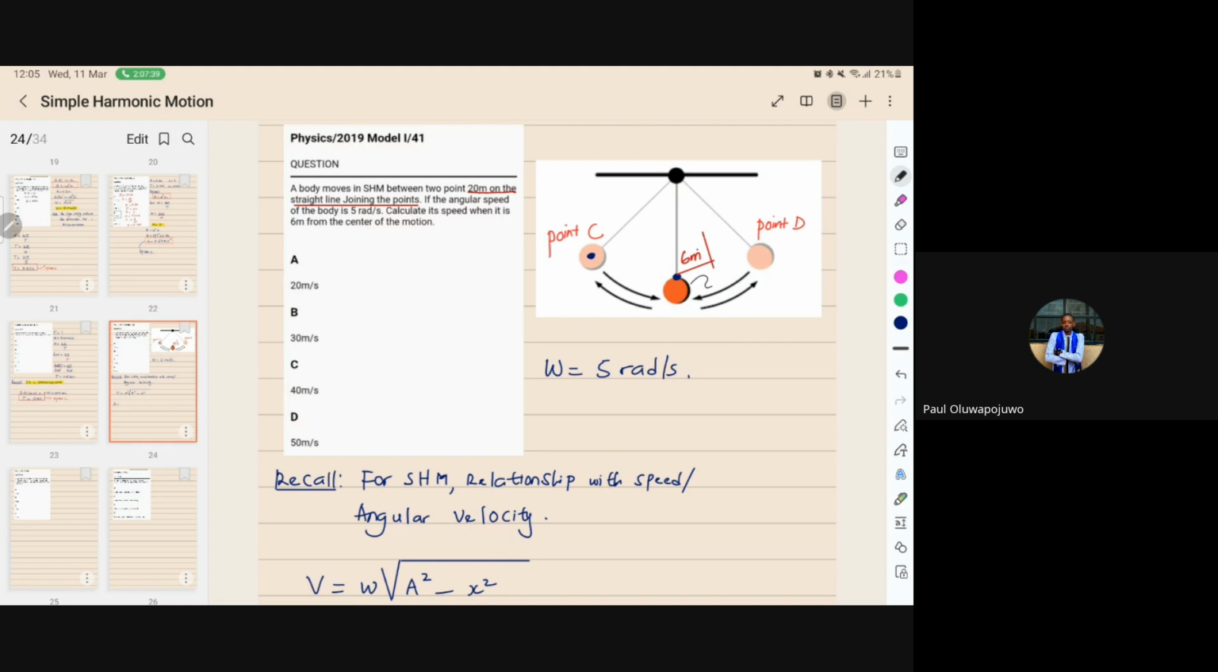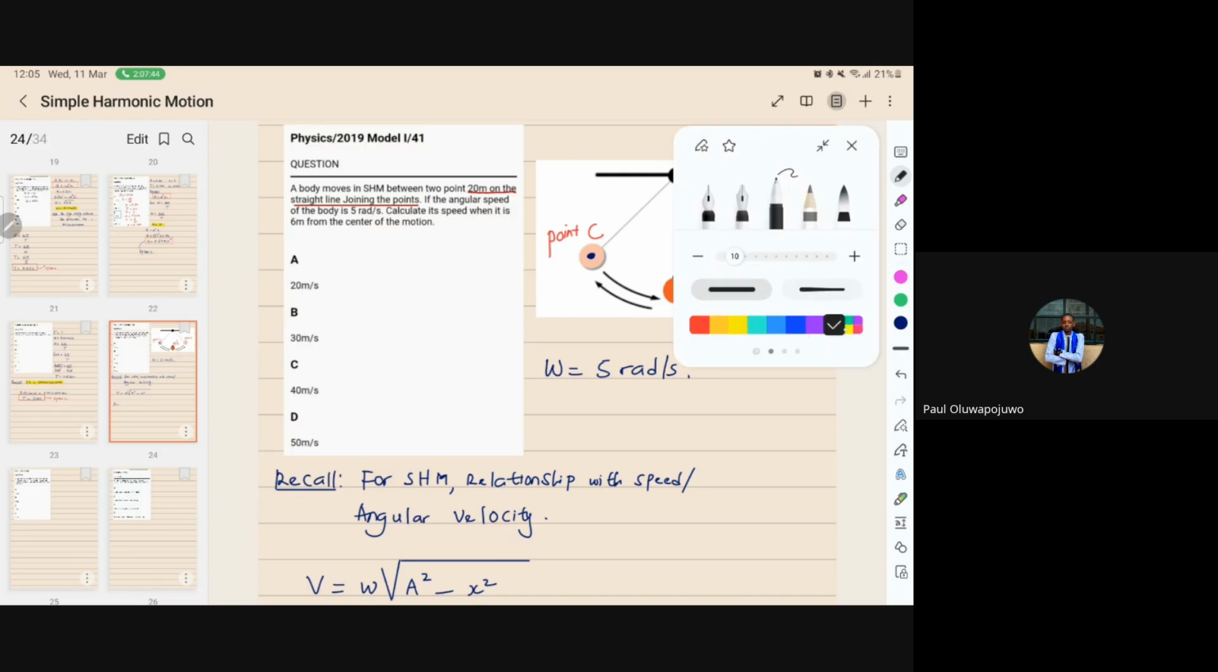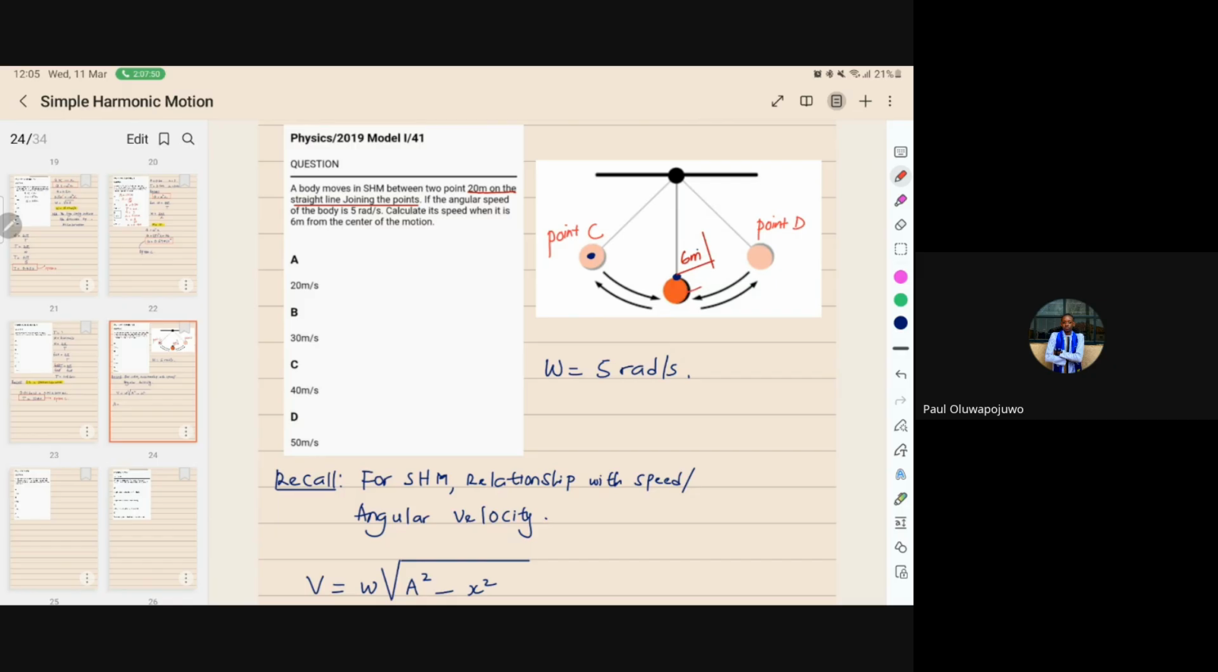I want to use a different color that will come out very well, that will make emphasis on that. Remember that from here, the whole of here, from the center to here, is going to be your amplitude A. Now, but they said that the distance between the 2 points, from point C to point D, is 20 meters.